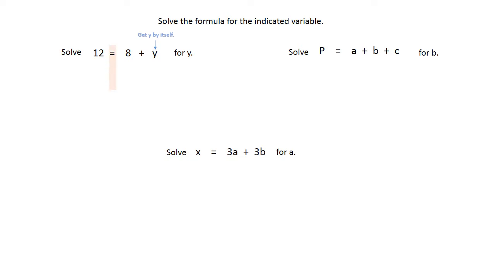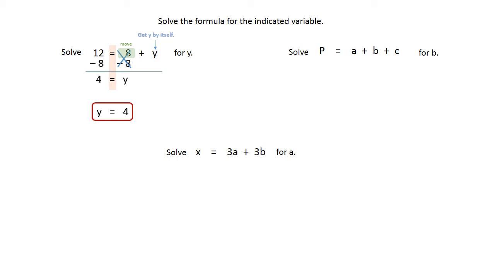Notice that you have to move the 8 by subtracting it. When you subtract it on both sides, you will get 4 on the left-hand side equal to y. You can also write the solution as y equals 4. Now let's bring that knowledge into these formulas.